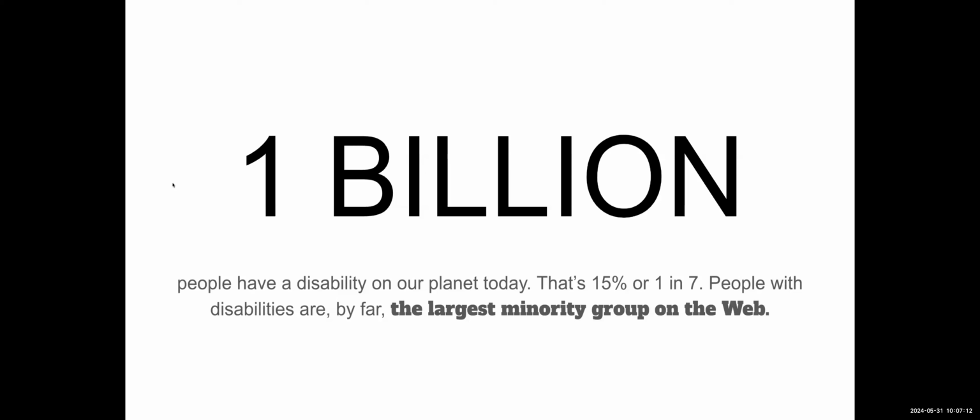There are about 1 billion people with disabilities on our planet today. And so people with disabilities are by far the largest minority group on the web. If we include temporary or situational impairments as well, that number increases significantly.